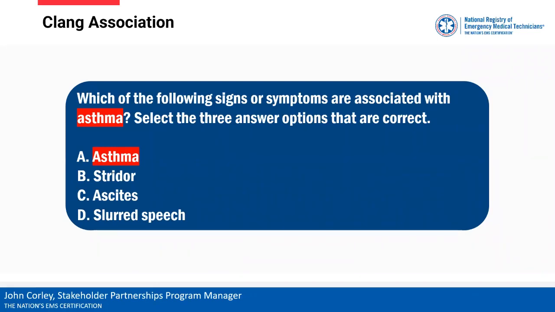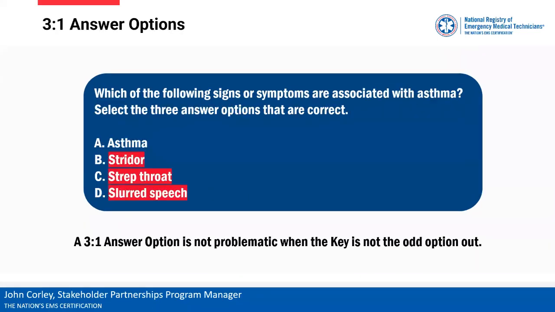A 3-to-1 answer option. Now remember, this is a pattern. So we have 3 answer options that have a pattern and the keyed response does not fit that pattern. So it makes that keyed response stick out like a sore thumb, right? And so here we have asthma, and what makes asthma different from the other 3 answer options is that asthma doesn't start with the letter S. A perceptive candidate, somebody who is extraordinarily good at taking tests, will notice that pattern and try to select the answer that looks different.